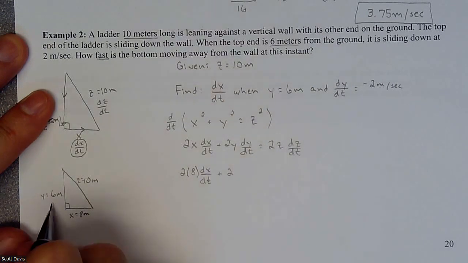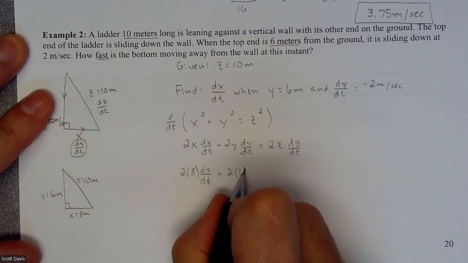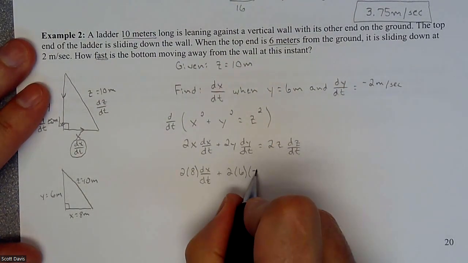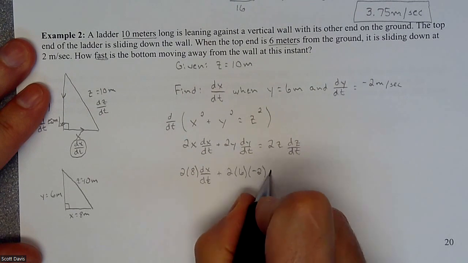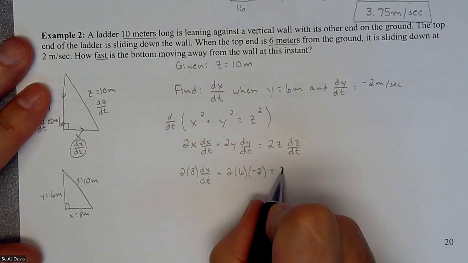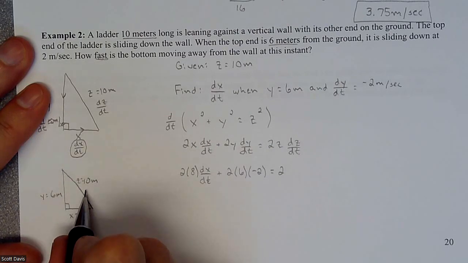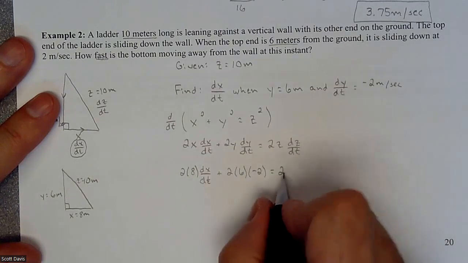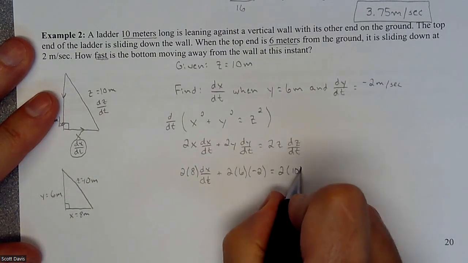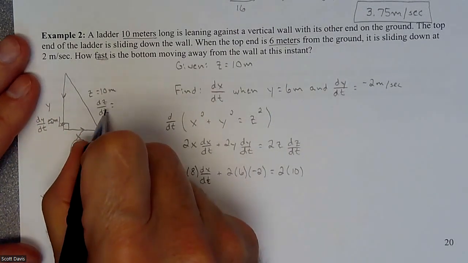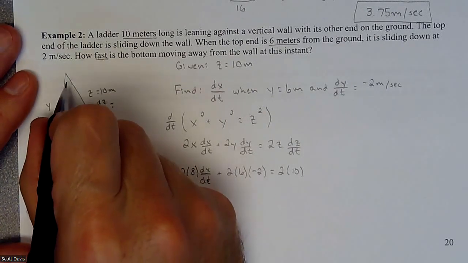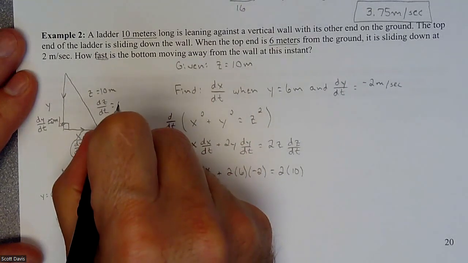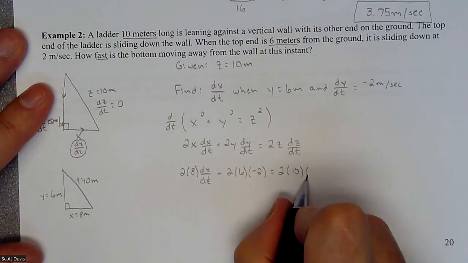My y value is 6. My rate at which the y value is changing is -2. Our z value is the length of the ladder at that particular time. Well, it's 10 because it's actually the ladder, and it's not changing at all, which is going to be an important part, because that is our rate at which this is changing. A rate at which the hypotenuse is changing, it's not. It's staying at 10, which means our rate is not changing.